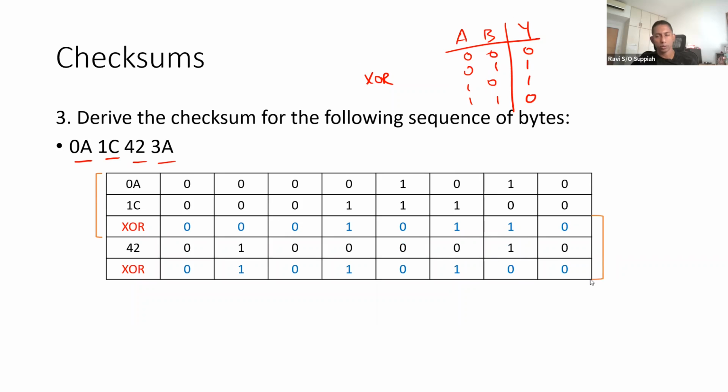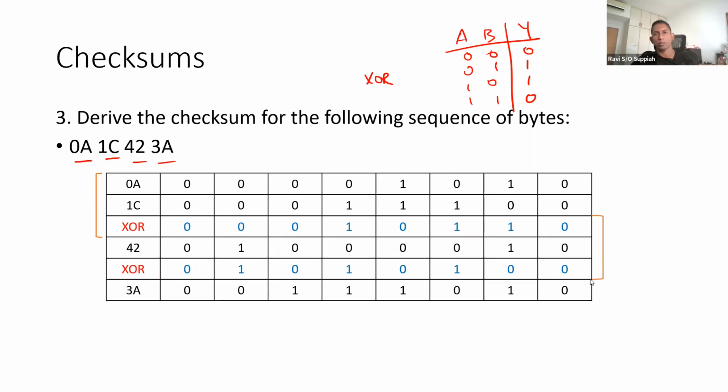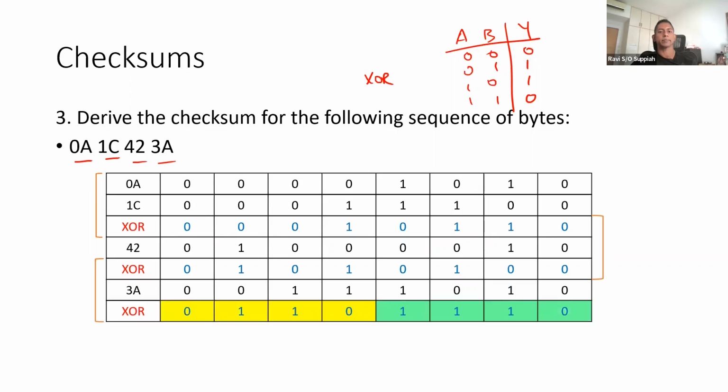And after that, I do exclusive OR with the last byte. So of course, if you have more bytes, you have 5 bytes, you have 8 bytes, you just keep doing the same thing. Okay, you keep doing exclusive OR with the next byte, and so on. And then finally, you get a result. Okay, so this result is 6E, which is the checksum.